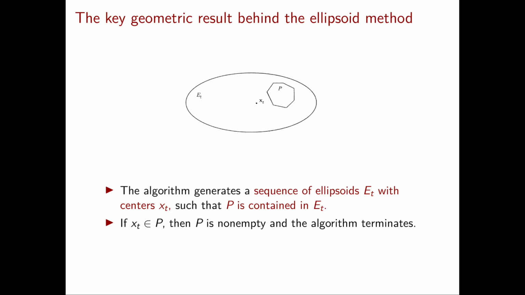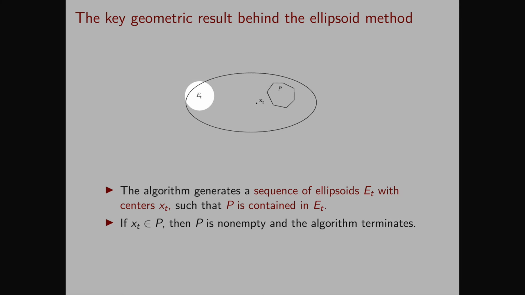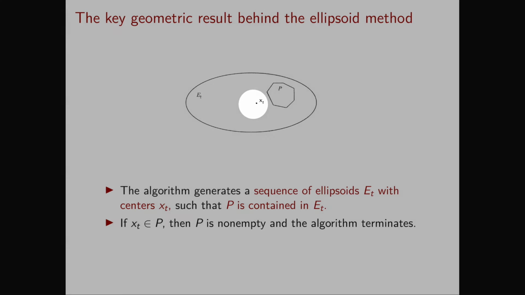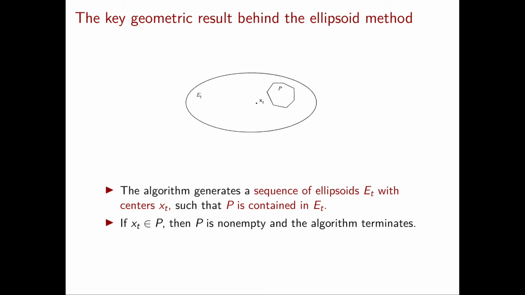Now the ellipsoid method at each iteration generates a different ellipsoid. So let's focus on a specific iteration and let's say that the latest ellipsoid generated is E_t. Now the ellipsoid E_t is guaranteed to contain the polyhedron. Next, the ellipsoid method looks at the center of this ellipsoid. We denote this vector by x_t. Then the algorithm checks if x_t is in the polyhedron or not. If it is in the polyhedron, then P is non-empty and the algorithm terminates.